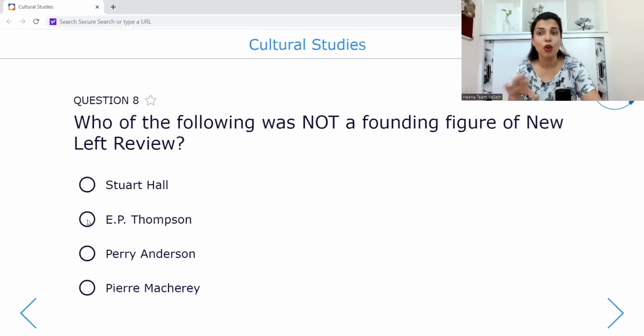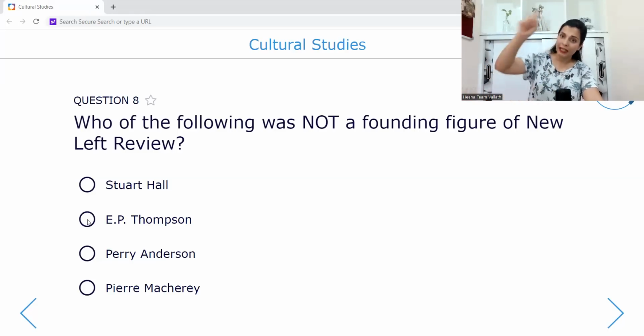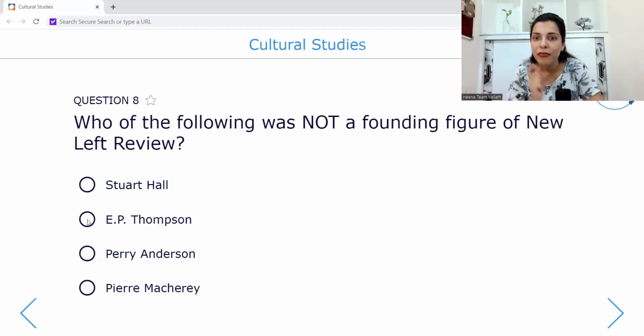Question number 8. Who of the following was not a founding figure of New Left Review? What is New Left Review? It is a bi-monthly British journal, okay? Basically, it's a journal from Britain, bi-monthly, which means once in 2 months it is published. It was originally established in 1960, and let me tell you, it is still continuing. New Left Review, who is not associated with New Left Review Journal.